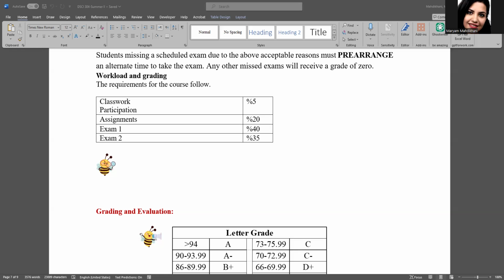For assignments, you would have two assignments, one before exam one, and the second one before exam two. They are also on Connect. And the questions that I would have on exam one and exam two would be very similar to what I have on those assignments as well.